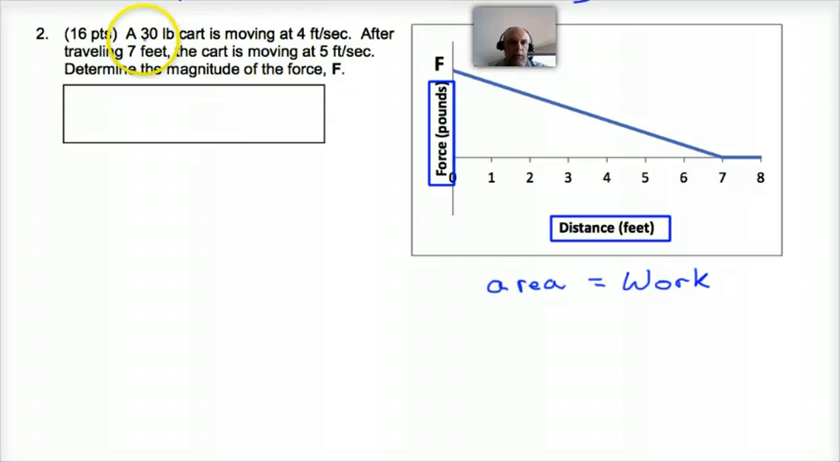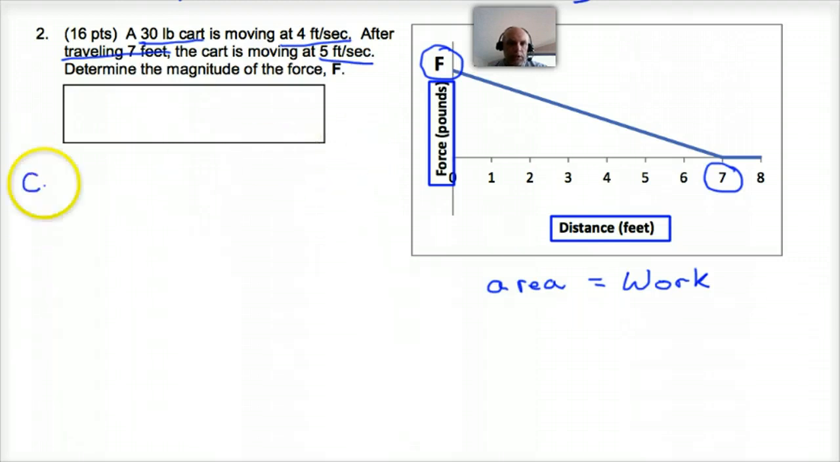We're given a 30-pound cart, okay, an initial velocity. We know that it travels 7 feet, so it goes to that distance right there. And it's just going a little bit faster. So this force applied over this distance, non-constant force, is making it go faster. Determine the magnitude of the force F right here.